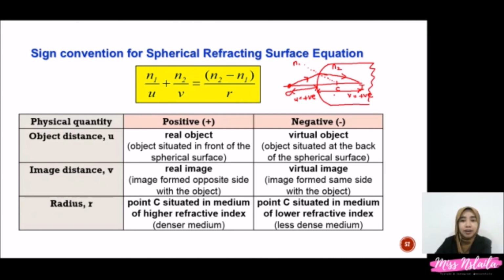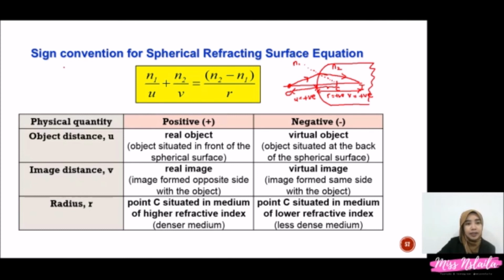For the radius R, we know that the radius is measured from the center of curvature to the surface. This is R. But how do we know whether R is positive or negative? Look at the refractive index N. If the point C is situated in a denser medium, then R will be positive.